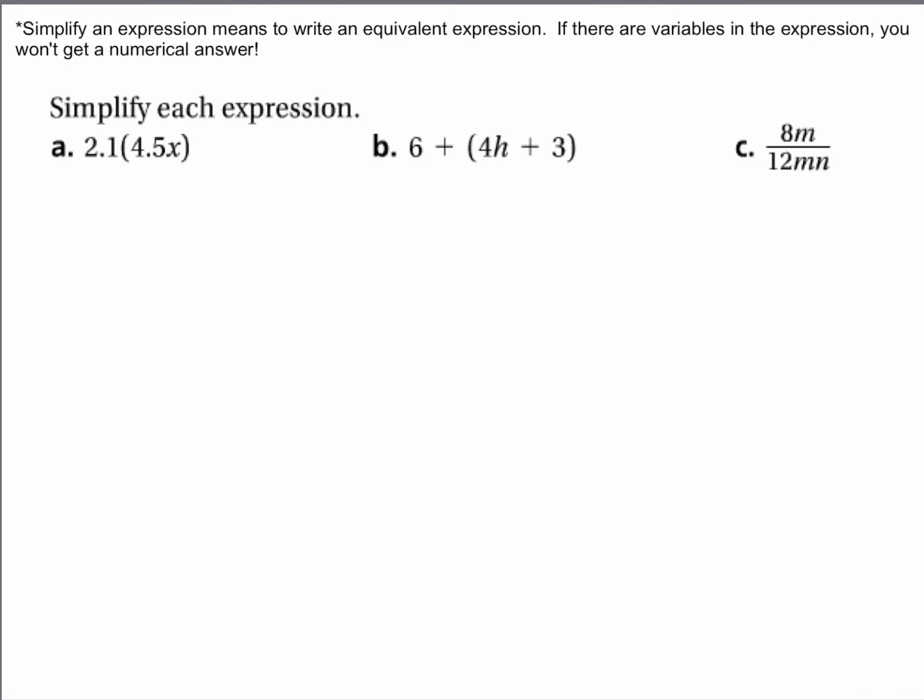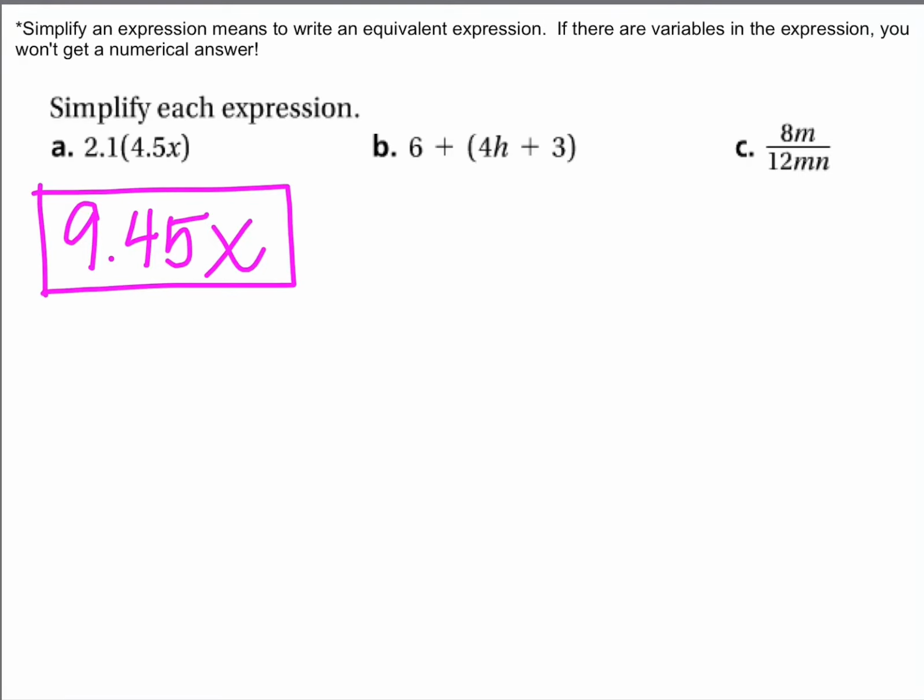All right, they want us to simplify the expression, which means to write an equivalent expression. If there are any variables, you won't get a numerical answer. You won't be able to finish it because they're not going to tell us what those variables stand for. Okay, so in the first one, I should be able to multiply 2.1 times 4.5 and then leave the variable. And that's going to give me 9.45x. Since I don't know what x is or what it's worth, that's as far as I can go.